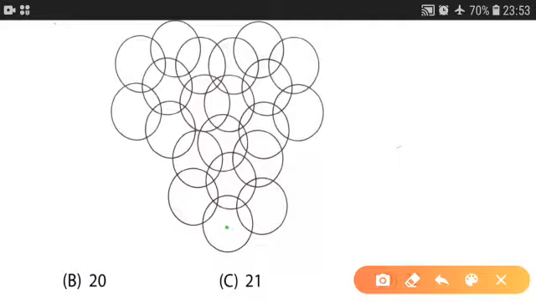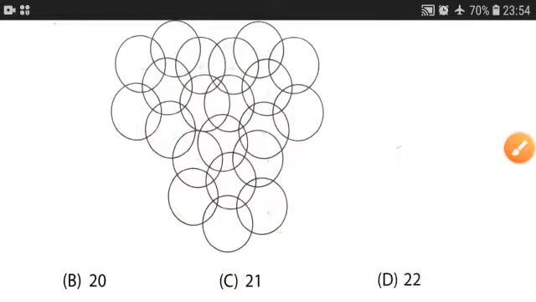Okay, so this is first, second, third, 4, 5, 6, 7, 8, 9, 10, 11, 12, 13, 14, 15, 16, 17, 18, 19, 20 and 21. So the number of circles in the adjoining figure is 21. Okay, now moving further, the answer is 21.